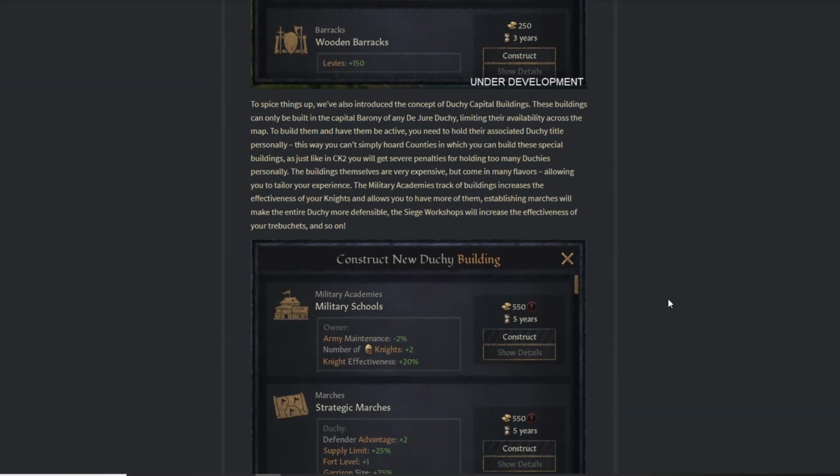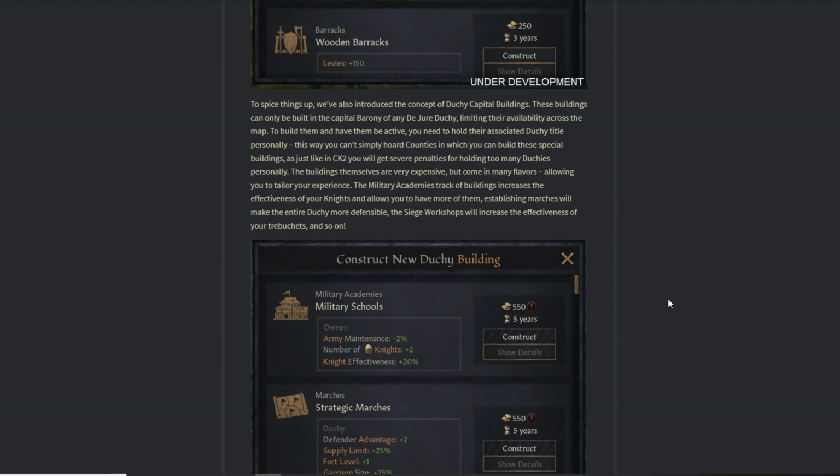To spice things up, we've also introduced the concept of duchy capital buildings. These buildings can only be built in the capital barony of any de jure duchy, limiting their availability across the map. To build them and have them be active, you need to hold their associated duchy title personally. This way you can't simply hoard counties in which you can build these special buildings. As just like in CK2, you will get severe penalties for holding too many duchies, personally.